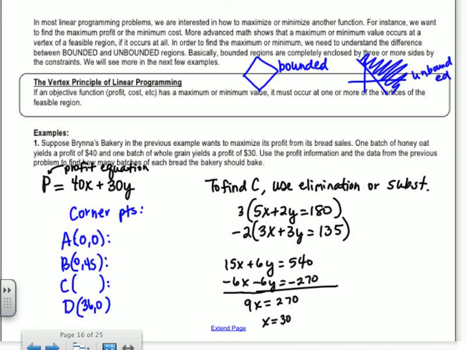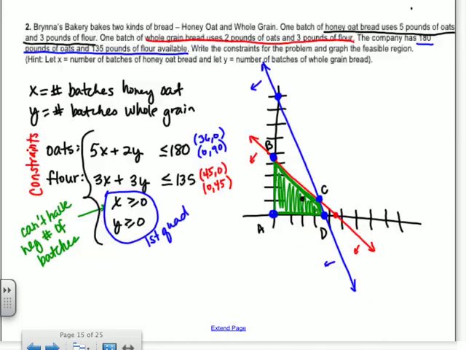So I get 3 times 30 plus 3y equals 135. So that's 90, so I'm going to subtract 90 over. So I get 3y equals 45, so y is 15. So since those two lines intersected at C, that point C is 30, 15. Okay, let's go back and look. Does it look like 30, 15? Yeah, mine looks pretty close, and I didn't even have a grid. Looks pretty close.